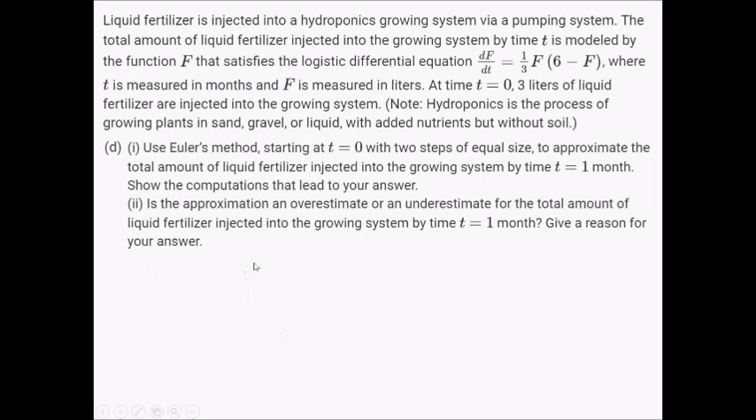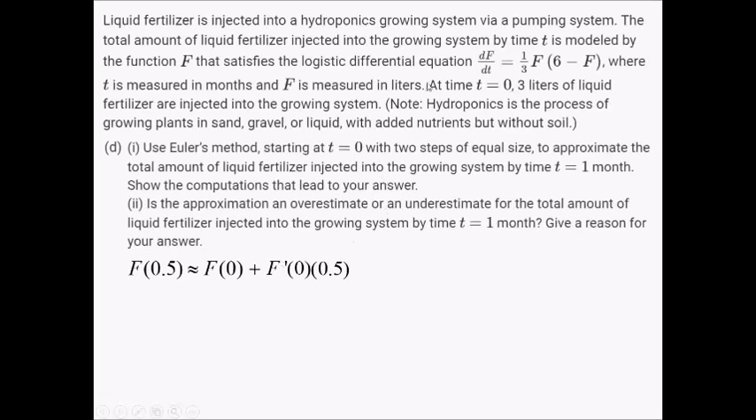For this final boss battle on this question, this is also a two-parter. First part, they want us to use Euler's method starting at time 0 with 2 steps of equal size to approximate the total amount of liquid fertilizer injected by time 1 month. And since we're using 2 steps of equal size and we're going from 0 to 1 for the input, that means we have to go by increments of 0.5. So to get from 0 to 1, the first step along my way, I have to figure out f of 0.5. This is going to be approximately f of 0 plus f prime of 0 times my step size of 0.5. F of 0, what is that?